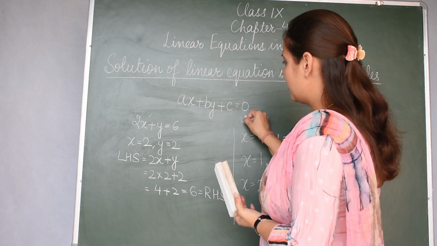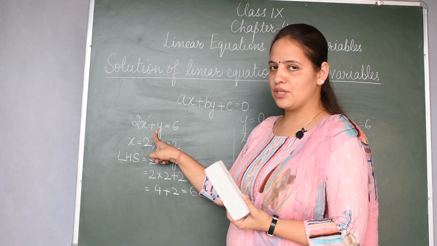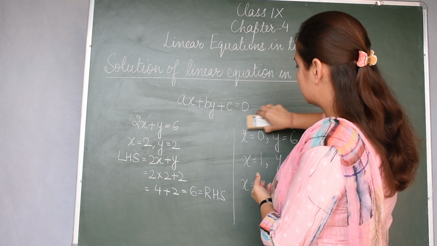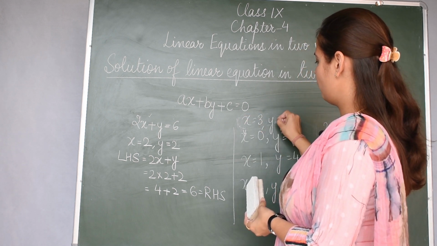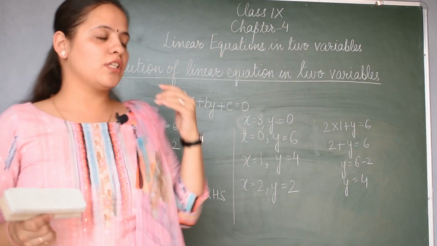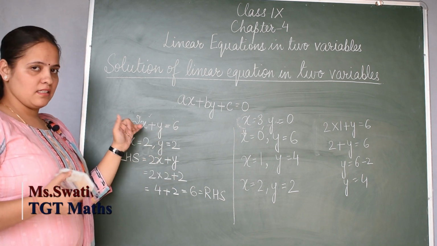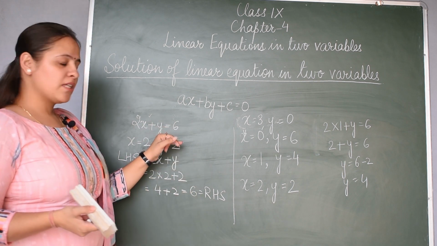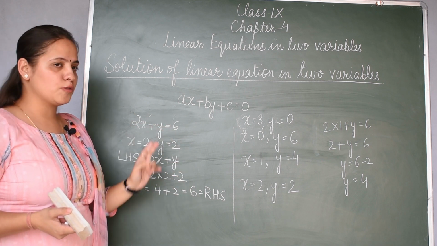Let's say if I substitute y is equal to 0, so 2x is equal to 6, so x is equal to 3. That means when x is 3, you are getting y as 0. So you are getting as many solutions for this equation, because if I am substituting x to be any value, I am getting the corresponding y. If I am substituting any value of y, I am getting the corresponding x.